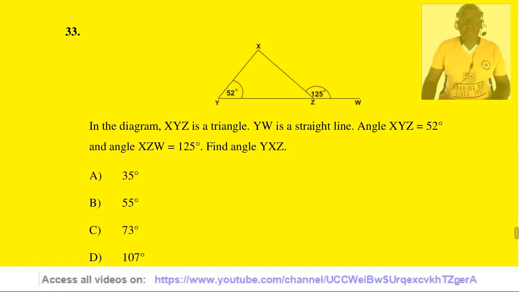Question 33. In the diagram, XYZ is a triangle. YW is a straight line. Angle XYZ equals 52 degrees, and angle XZW equals 125 degrees. Find angle YXZ. Possible answers. A. 35 degrees. B. 55 degrees. C. 73 degrees. D. 107 degrees.